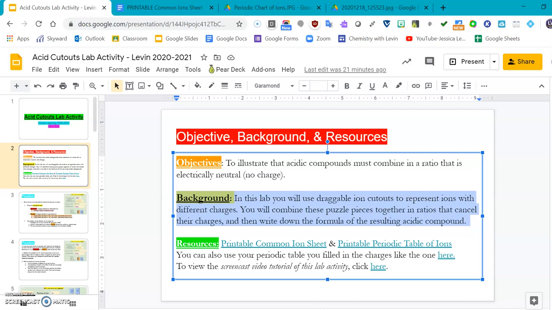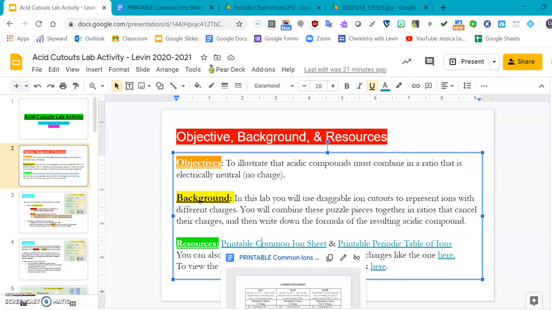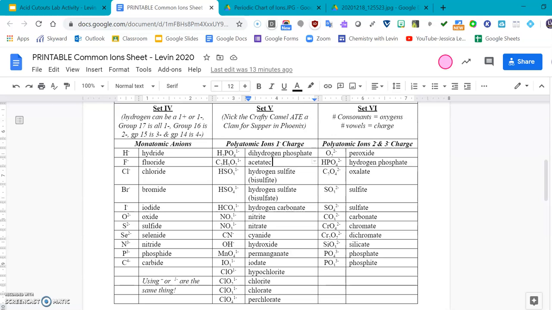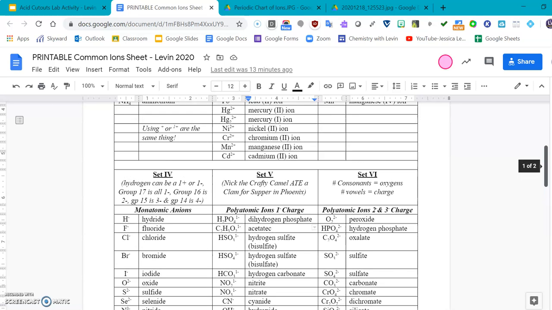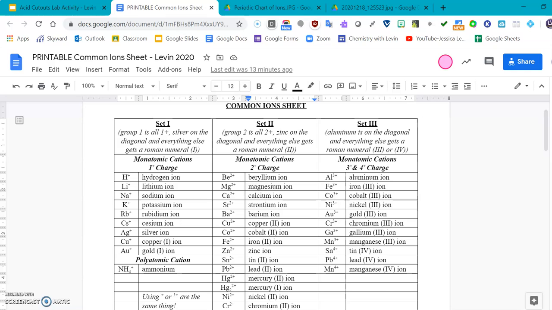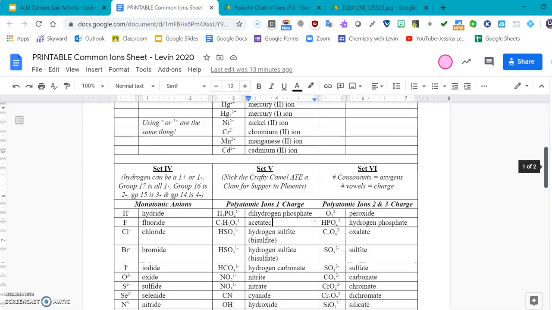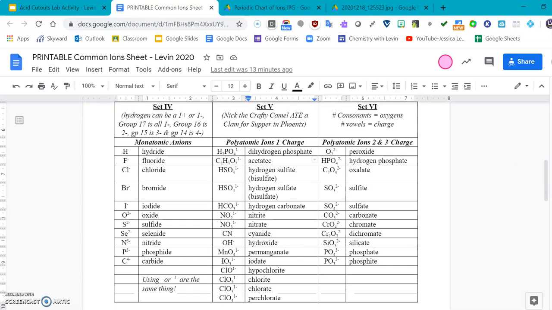And don't forget, you have some resources available to you. The printable common ion sheet, which you should have by now. We are going to be using our H plus hydrogen ion for our acidic hydrogen, and then we are going to bond them to either a set 4, set 5, or set 6 anion. So these are going to be your monatomic anions, and here are your polyatomic ions with a 1 minus and 2 and 3 minus charge. So this is going to be very handy for us.